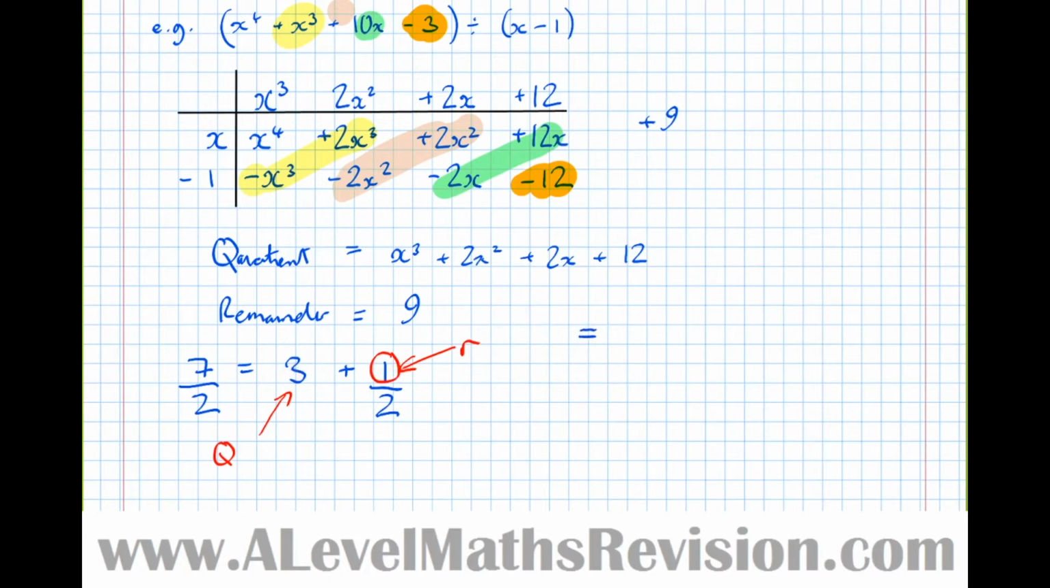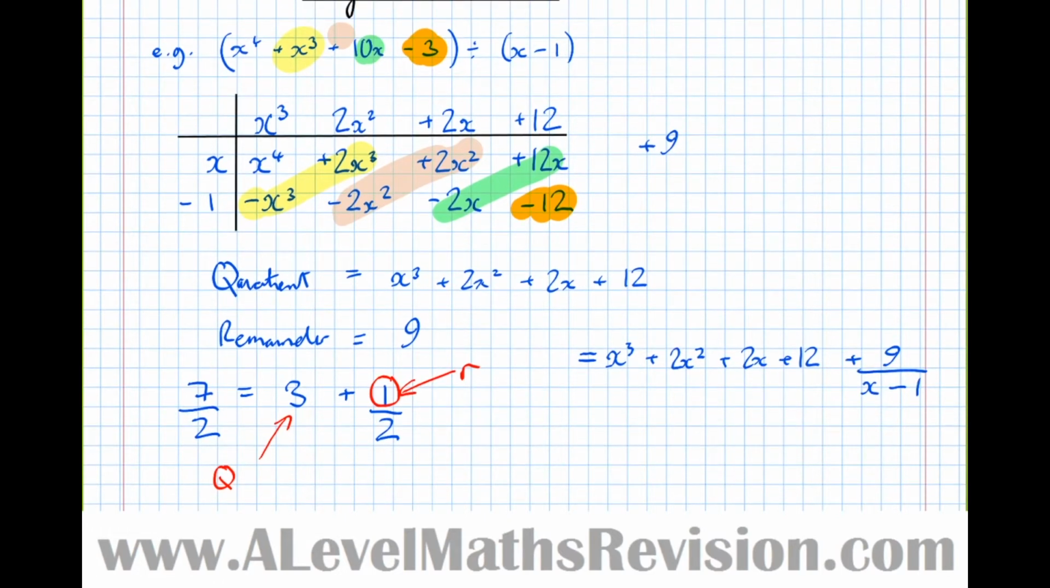So therefore the answer to this question isn't quotient equals this and remainder equals this. If I'm asked to do this here divided by that, the answer is the quotient, the whole number part, x cubed plus 2x squared plus 2x plus 12, and then there's a remainder of 9, but that 9 has to be divided by what we were dividing by, which in this case is x minus 1. And if you persevere with this, it becomes far easier and far quicker to do than the traditional polynomial division method. So let's do another one.